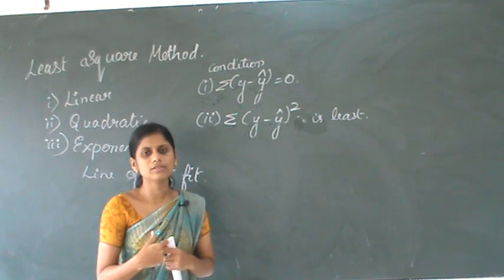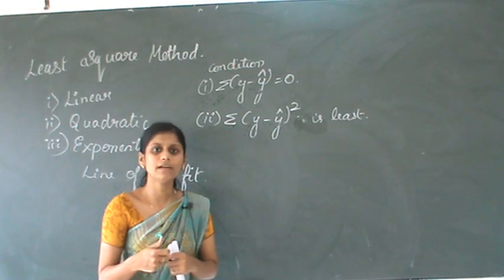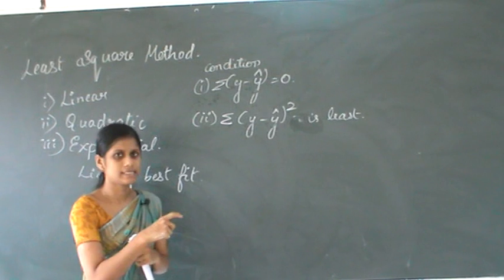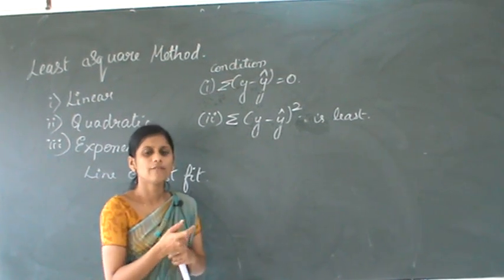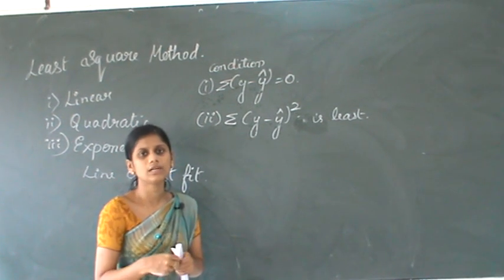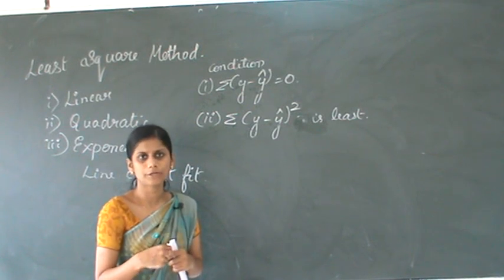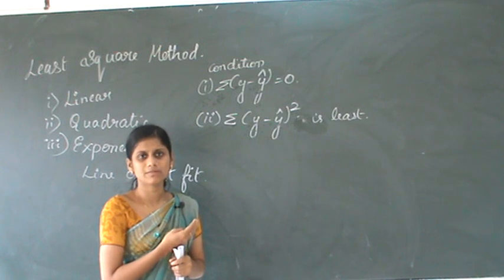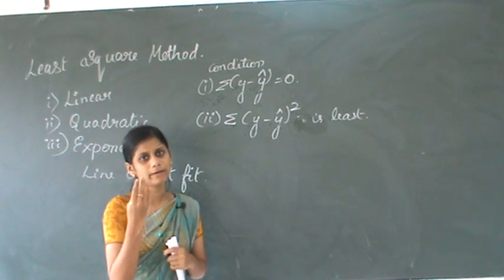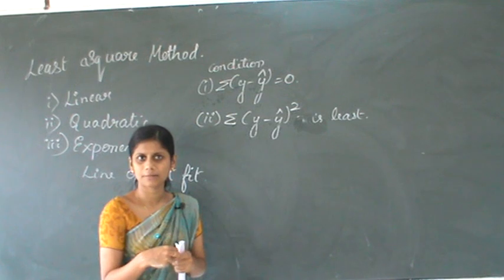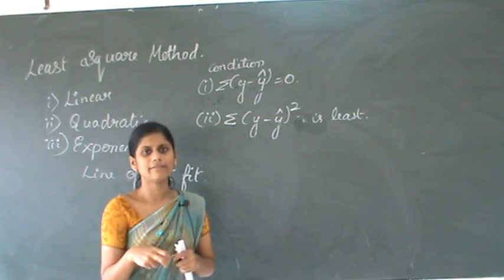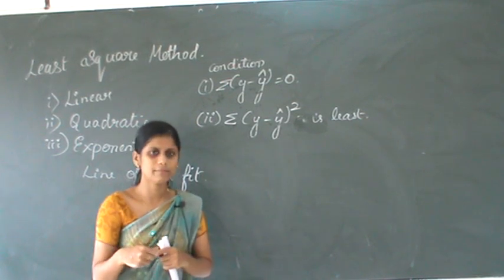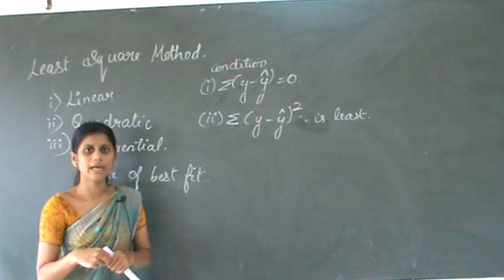Then trend values can be obtained for all the time points. That means whatever time series data is given, for any point of time we can find the trend values. As in the moving averages method, trend values are not available for the beginning and the end of the series, but here we can calculate the trend values for all time points. These are the merits of this least square method.